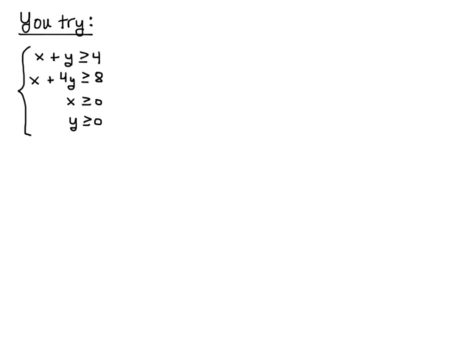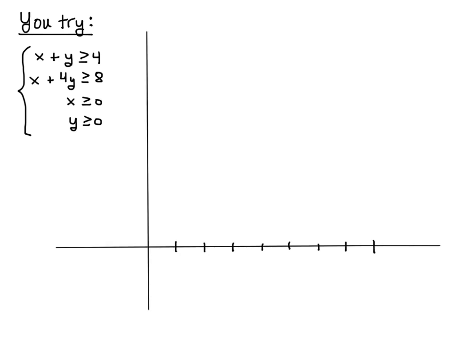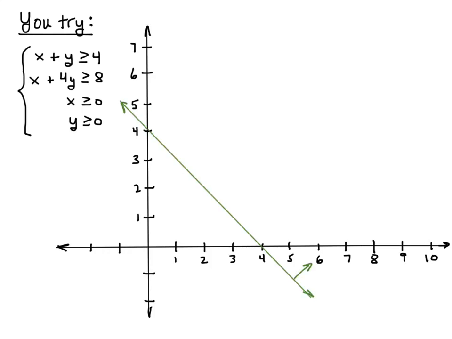So if we have our axes here, the first line is going to be x plus y is greater than 4, so our two intercepts are going to be 4, 0, and 0, 4. And it's going to be greater than, so if you pop in the origin, 0 plus 0 is not greater than or equal to 4, so it's going to go away from that line to the right.